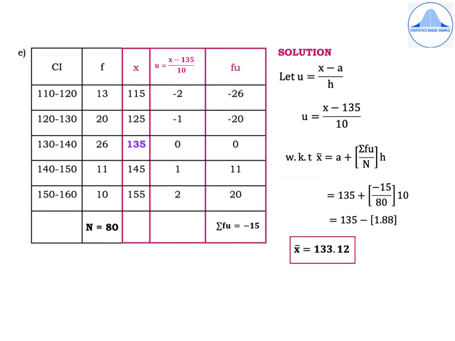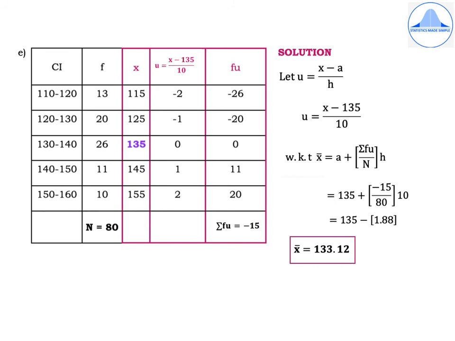So starting with the solution, let u be equal to x minus a divided by h. A is the middlemost x value, which is 135, and h is the difference between the x values, which is 10. So we get u equal to x minus 135 divided by 10. Form the fourth column as u equal to x minus 135 by 10.